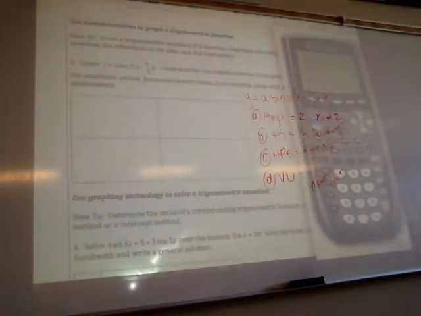First you want to change your window settings. I'm going to deal with degrees, so 0 to 360. I'm going to scale up by 30 degrees. Let's make our y min -2, our y max 2, we'll scale up by 1. Make sure your mode is the correct mode. I need to be in degree mode if my window settings are in degrees. And now we can graph it.